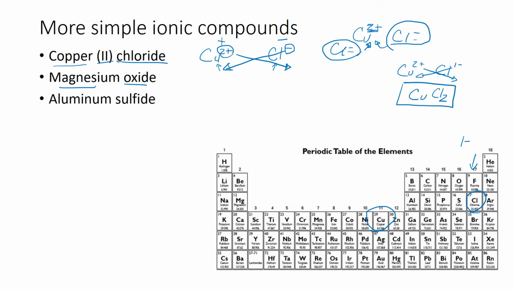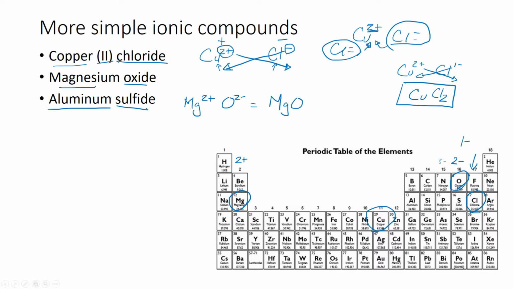Magnesium oxide. Magnesium is right here. If you remember, these are all 2 plus. So magnesium is going to be Mg2 plus. Oxide is right here. All of these guys are going to be 2 minus, right? 1 minus, 2 minus, 3 minus. So oxide is O2 minus. Hey, they cancel out. So easy. So the formula is MgO, magnesium oxide.